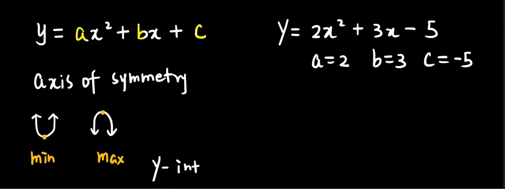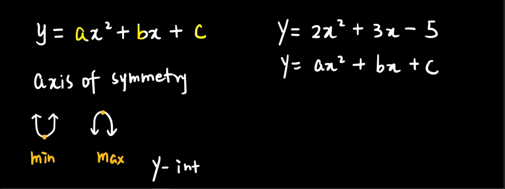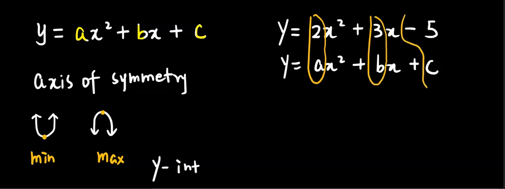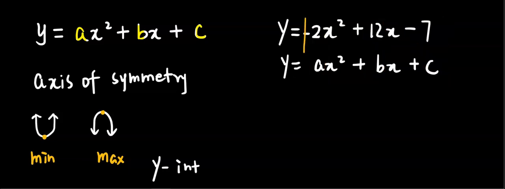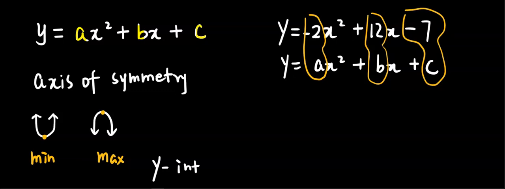You can also write it like this. Put down your standard form here and then put them in the long bubble. A is 2, B is 3, and C is negative 5. How about this one? A is negative 2, B is 12, and C is negative 7.